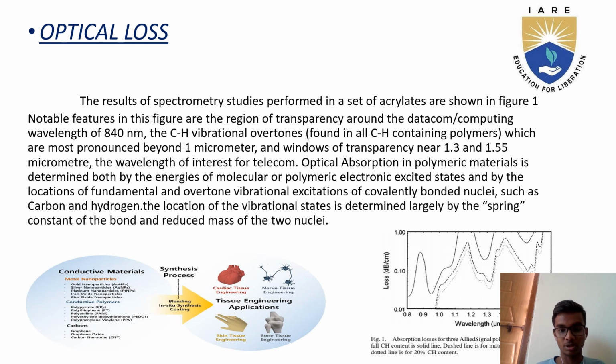Optical absorption in polymeric materials is determined both by the energies of molecular or polymeric electronic excited states and by the locations of fundamental and overtone vibrational excitation of covalently bonded nuclei such as carbon and hydrogen. The location of the vibrational sites is determined largely by the spring constant of the bond and the reduced mass of the two nuclei.